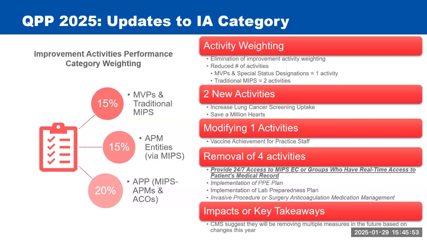One of the things that we have as far as a key takeaway is just an impression from this rule. I think we're going to continue to start seeing more measures being removed and less opportunity. So they're going to really streamline, I think, over the next few years, the improvement activity category, and perhaps even maybe a little bit less of an emphasis on the importance of this category.